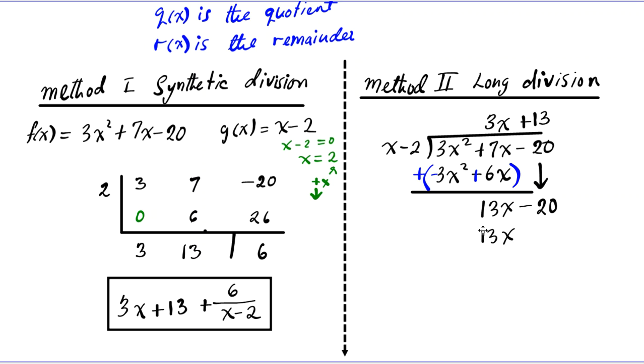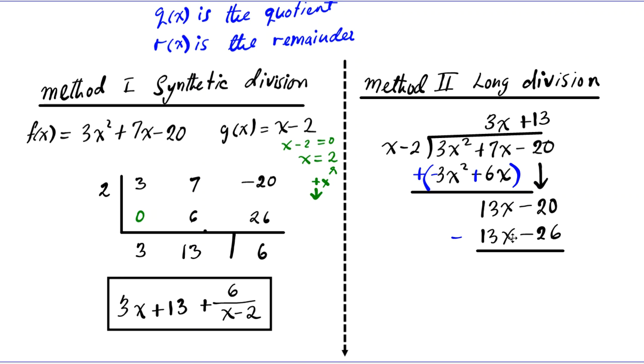13 times negative 2 is negative 26. Okay? Notice how long and technical this process is compared to this synthetic division. And this method gets worse with the more terms you have. All right, so we're going to subtract again.